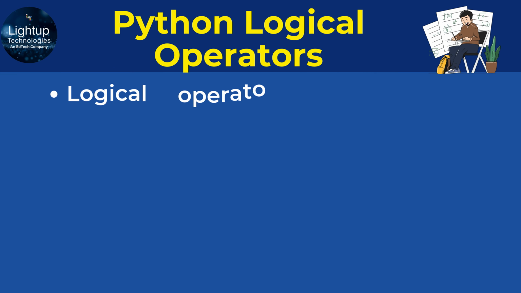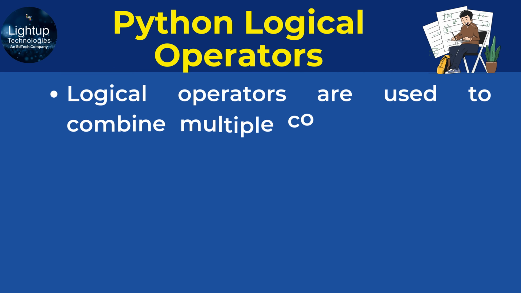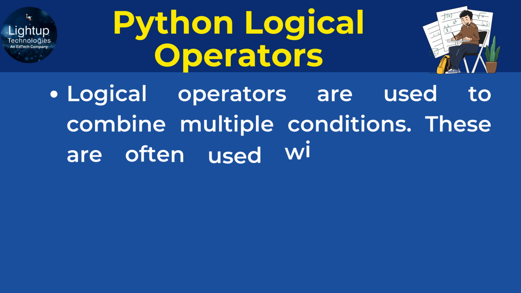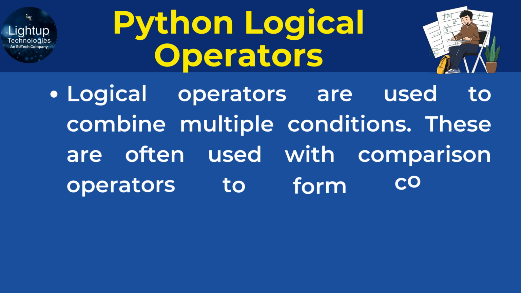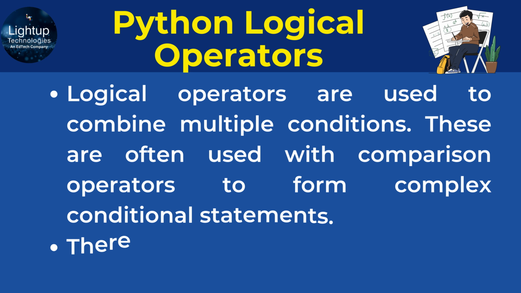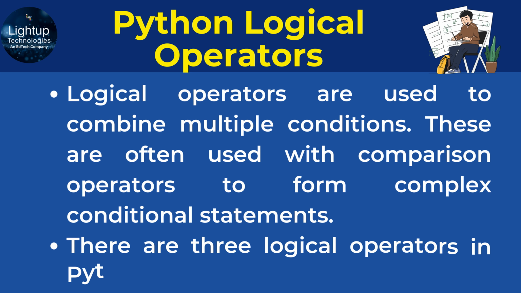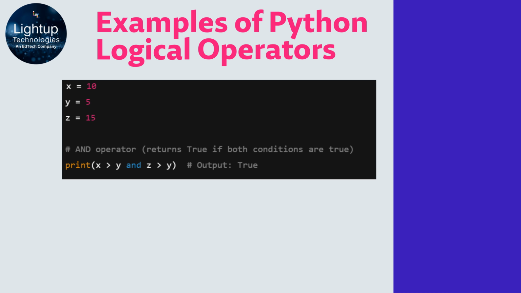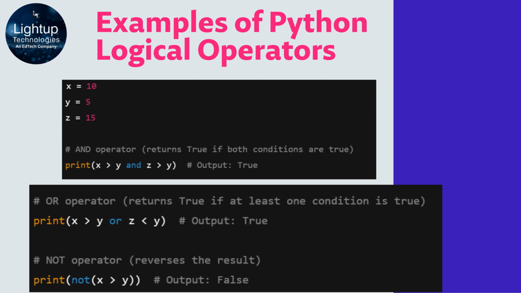Python logical operators. Logical operators are used to combine multiple conditions. These are often used with comparison operators to form complex conditional statements. There are three logical operators in Python: and, or, and not. Some examples are given below. These logical operators are crucial when you need to check for multiple conditions. You can combine them to build more complex decision-making logic in your code.